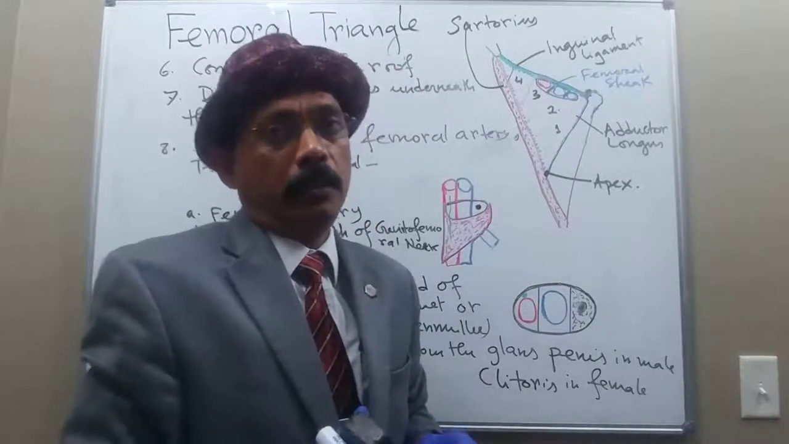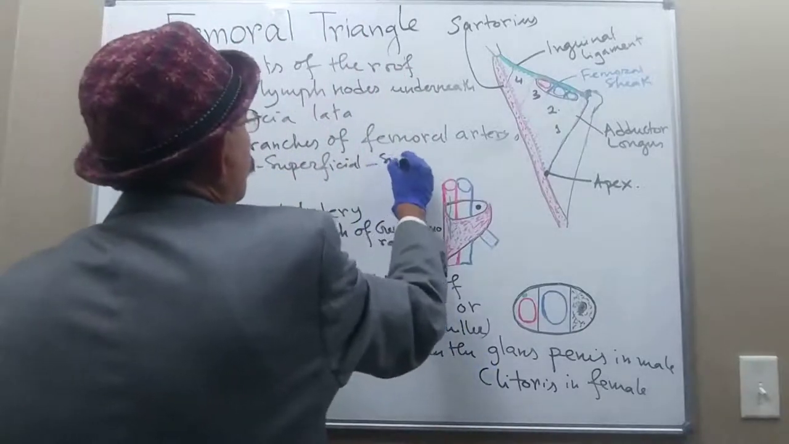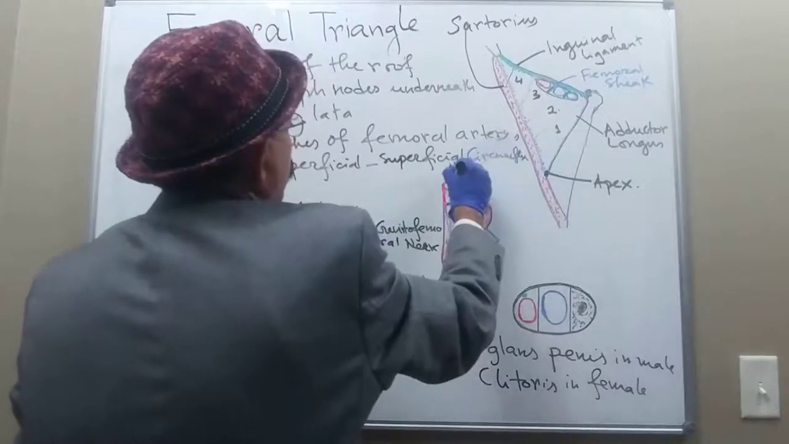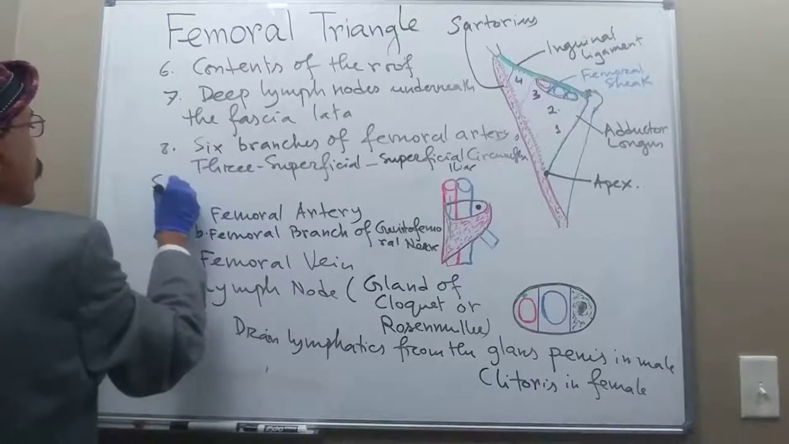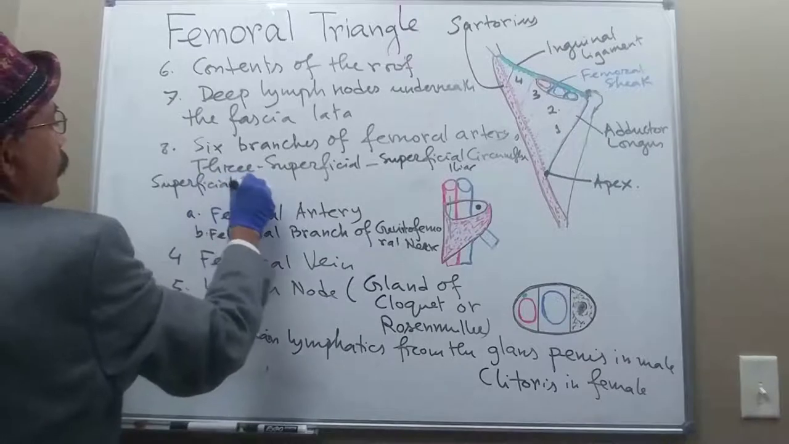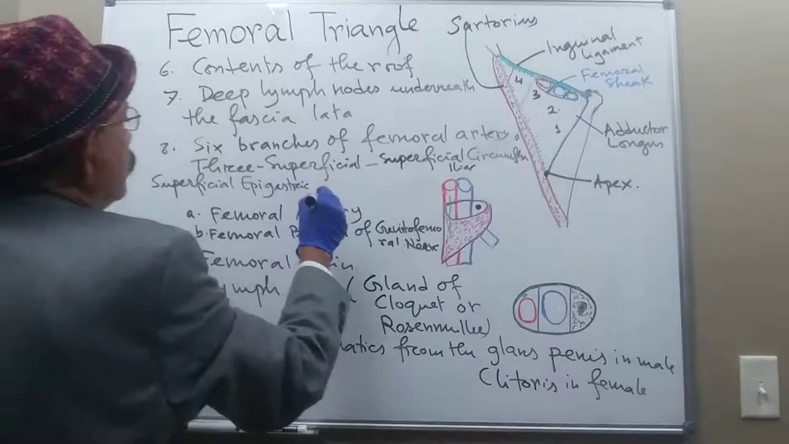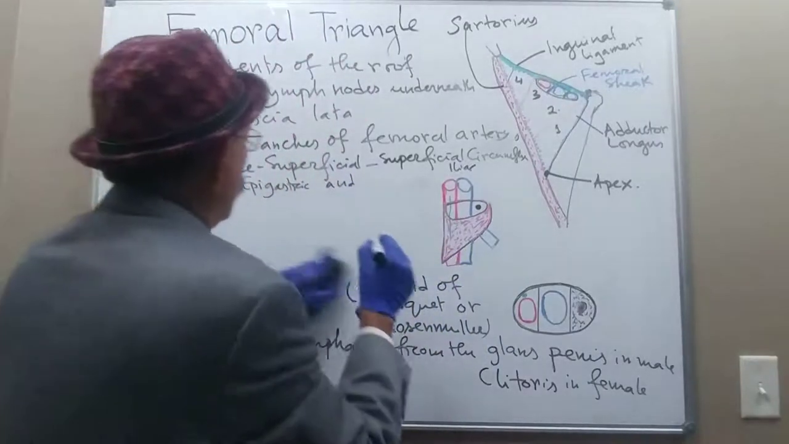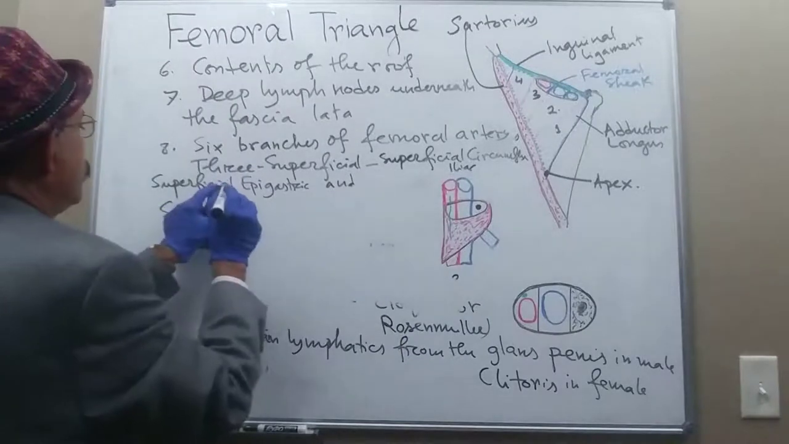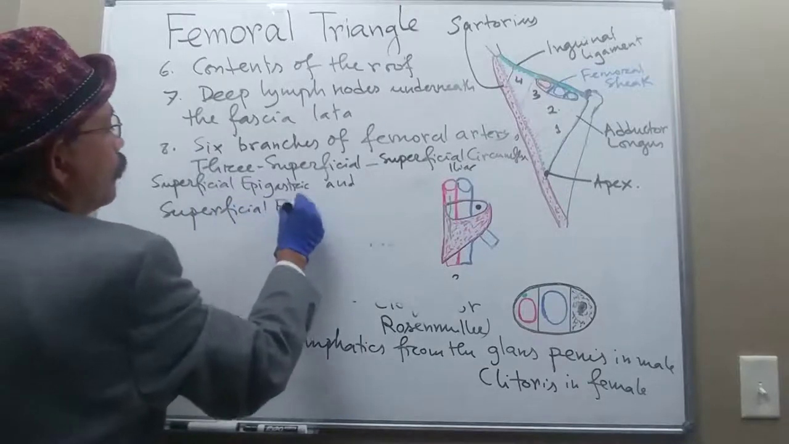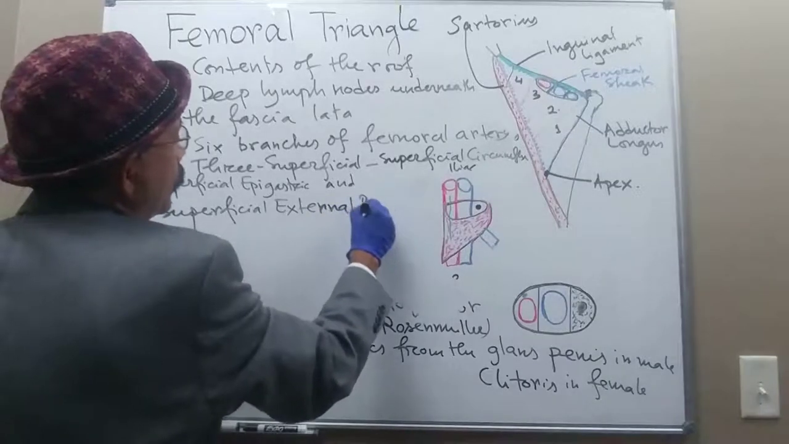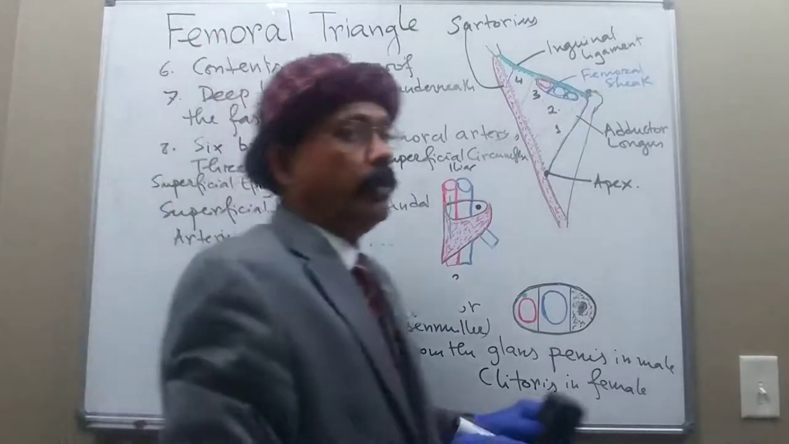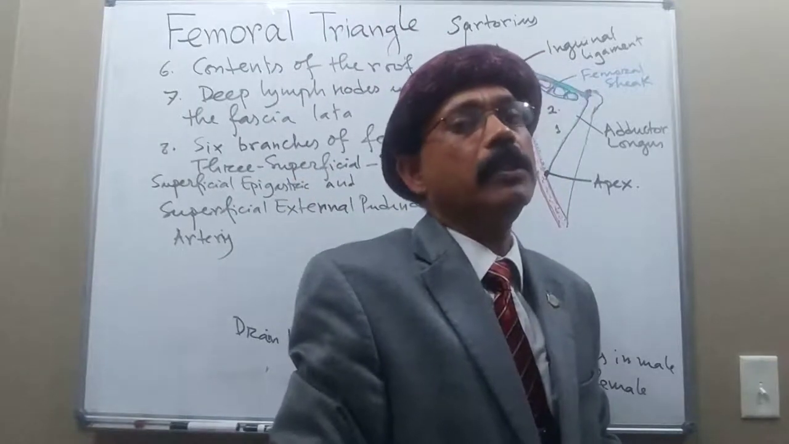These are the superficial circumflex iliac, and superficial epigastric artery, and the superficial external pudendal artery. These are the branches of the femoral artery. These are the three superficial branches, and three deep branches.